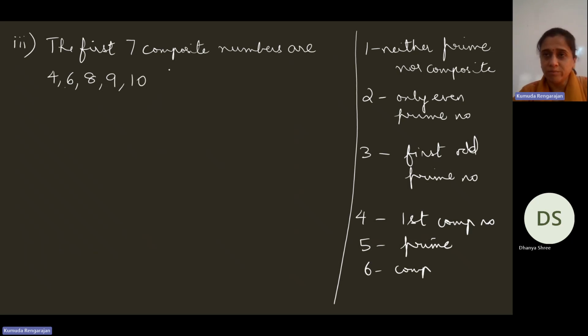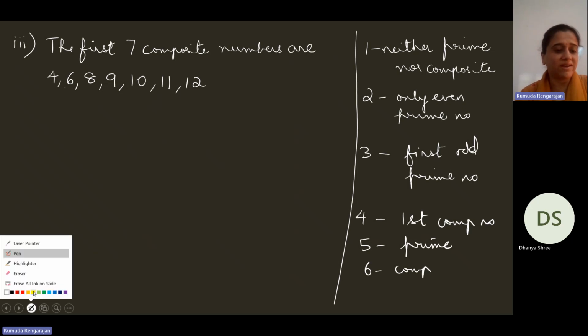10 is a composite number because 1, 2, 5, and 10 are the factors of 10. So more than 2 factors. It's a composite number. 11 is a prime number because the factors of 11 are 1 and 11 itself. 12 is composite because factors of 12 are 1, 2, 3, 4, 6, and 12 itself. Okay, so these are the 7 composite numbers.